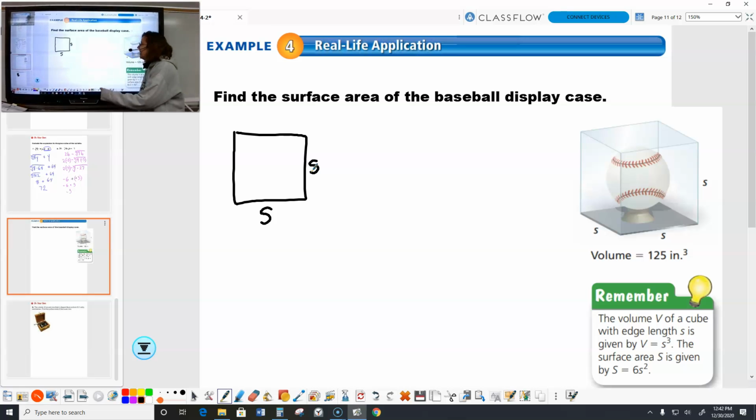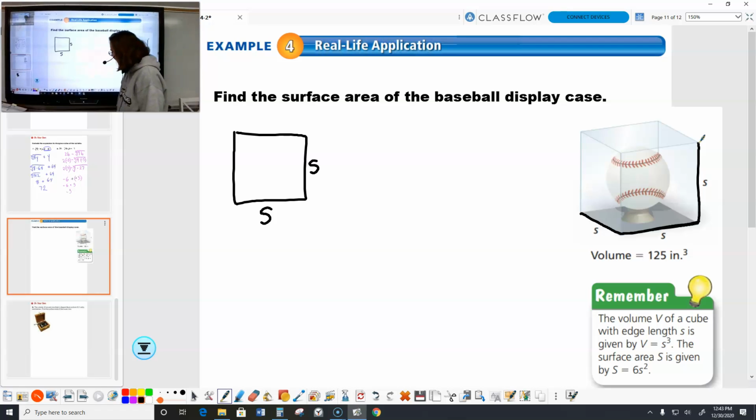Easy peasy. The only problem is that they did not tell us what the size of the square is. We know that this is a side. That side is S, but they didn't tell us what S was. Instead, they told us volume. Now, volume is a different formula. For volume, you take a side, and then you multiply it by another side, and then you multiply it by the height. So it's side times side times side.